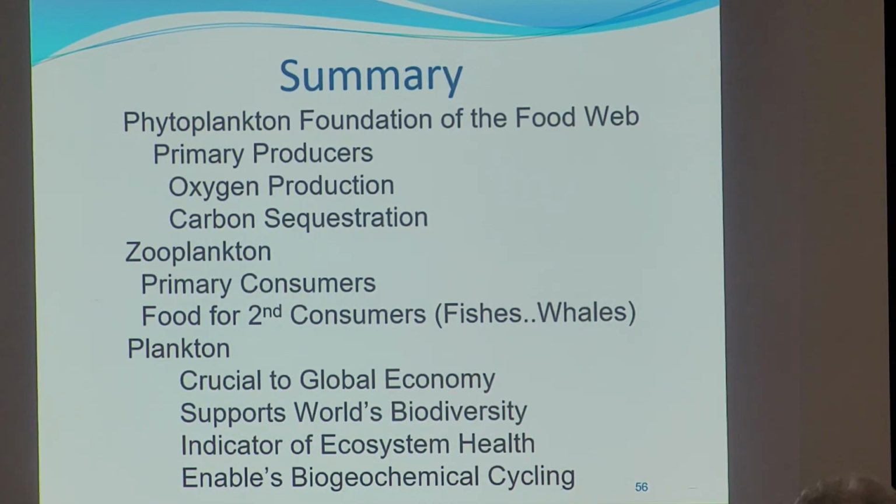So, in summary. Primary producers, phytoplankton. They produce the oxygen we breathe. They control the amount of carbon in the atmosphere. Zooplankton are their primary consumers. Some of them are secondary, right? And they feed everything from fishes to whales. And plankton in general, to reiterate, are crucial to our global economy. We wouldn't have oil. We wouldn't have anything, really, without plankton. They're key to the world's biodiversity. Their diversity and richness is an indicator of ecosystem health, and they're critical to our biogeochemical cycling of nutrients and essential constituents.